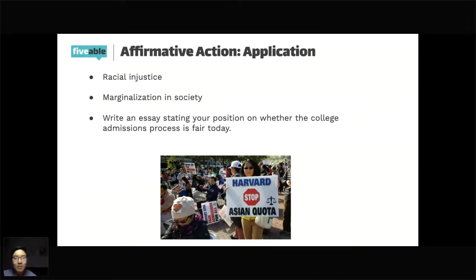So an example prompt is write an essay stating your position on whether the college admissions process is fair today. I think an example thesis would be the college admissions process is not fair today due to the advantage of socioeconomic class, in which having a higher financial income status could lead to getting into a better college. That's just an example thesis.